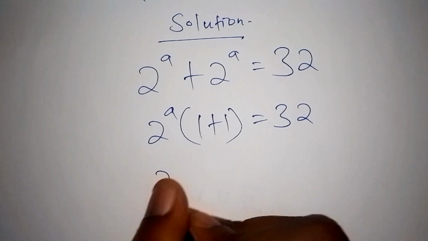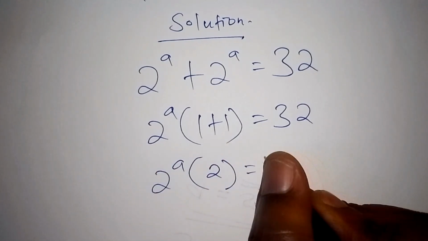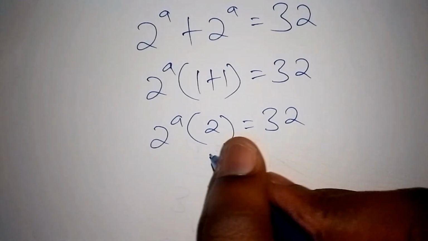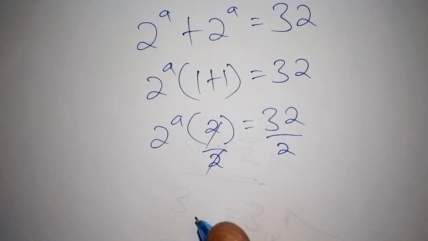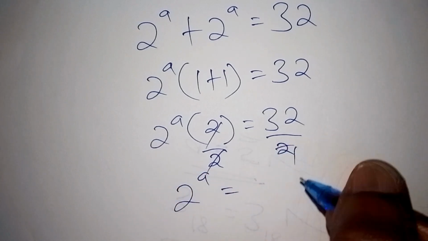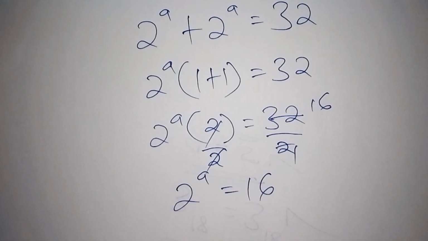Let's work out the number inside the bracket. 1 plus 1 is 2, so 2 times 2 to the power of a is equal to 32. Now we divide both sides by 2, so the 2 by 2 cancels. Now 2 to the power of a is equal to 32 divided by 2, which is 16.